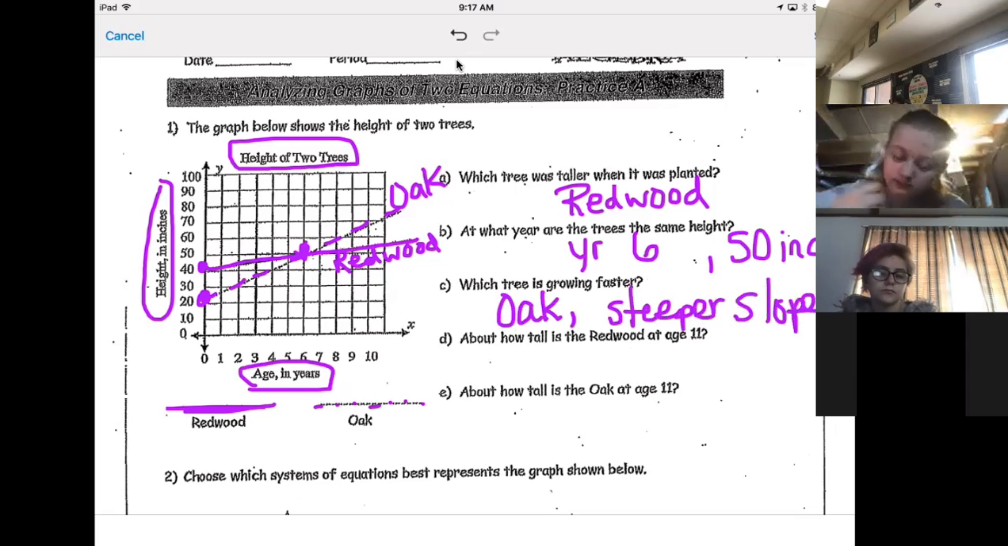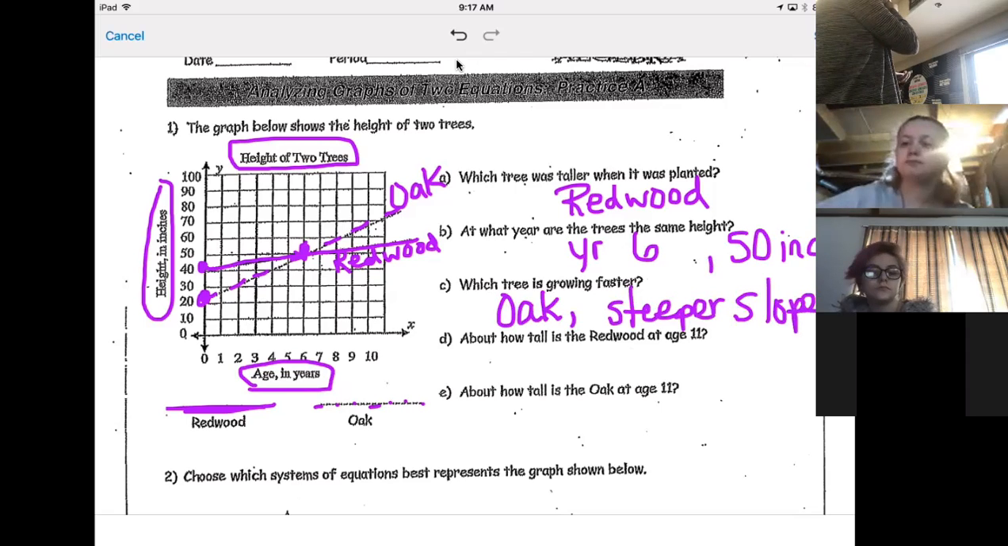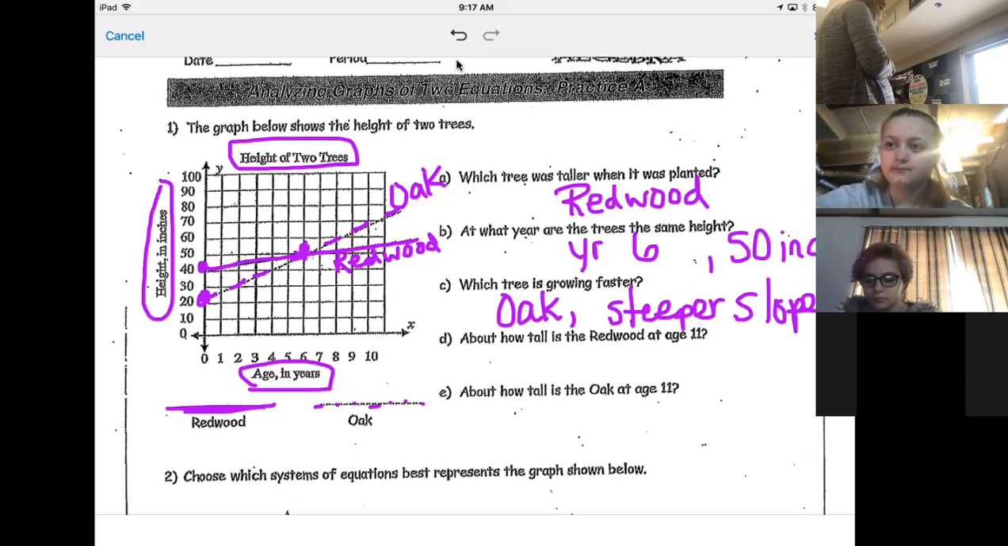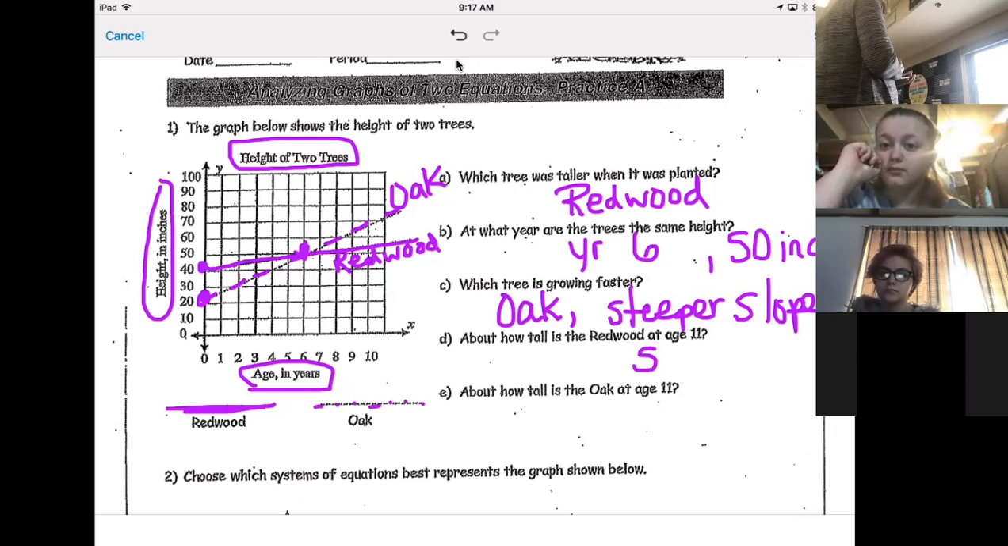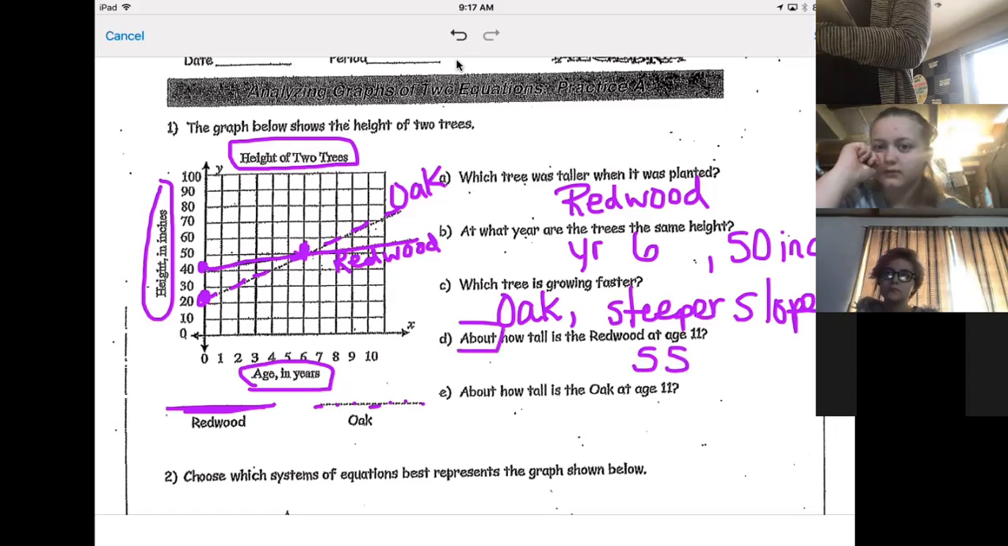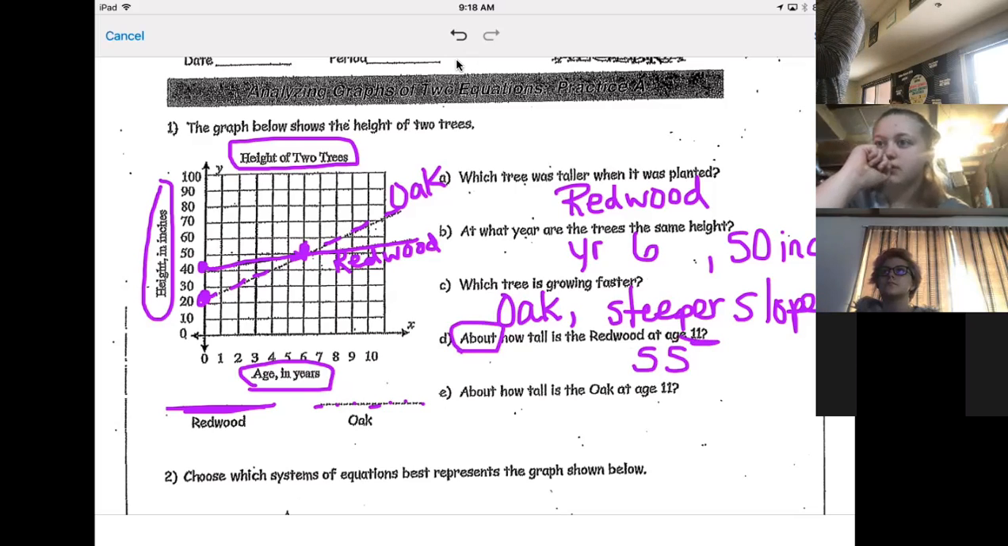About how tall is the redwood at age 11? Okay, so it's off the chart, kind of going up. What do you think it is? 58. Because the slope would be 110.6. So by the time it hit 12, it would be 60. Yeah, but it's 11. It asked for 11 instead of 12. You probably got a different way of finding it.